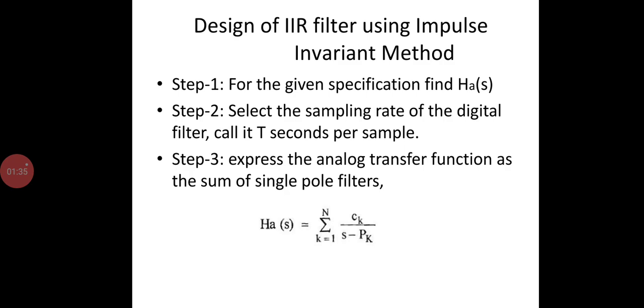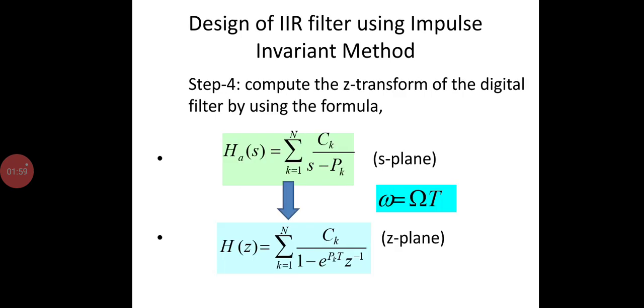Design of an IIR filter using the impulse invariant method. First, from the given specification, find HA of S, then select the sampling rate of the digital filter, called T seconds per sample. Then we express the analog transfer function as a sum of single pole filters, that is HA of S equals summation k equal to 1 to n Ck divided by S minus Pk. And the fourth step is computing the Z transform for the digital filter using the formulas, that is, mapping from the S-plane to the Z-plane.